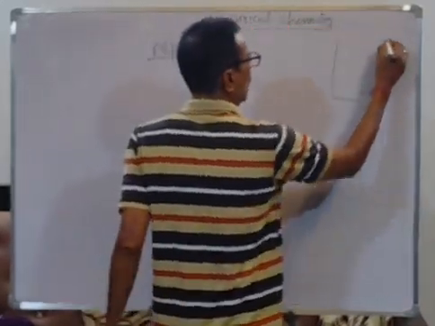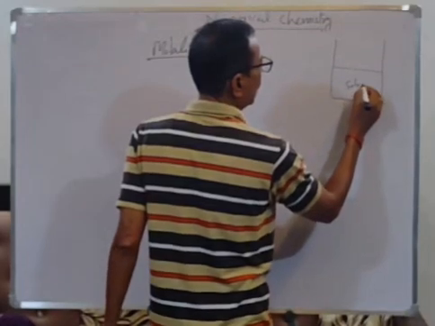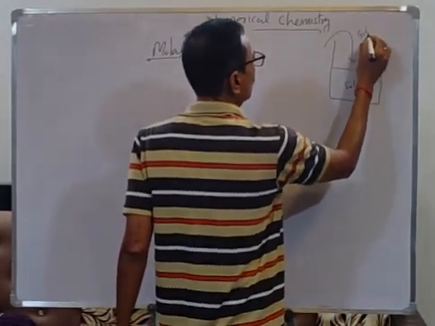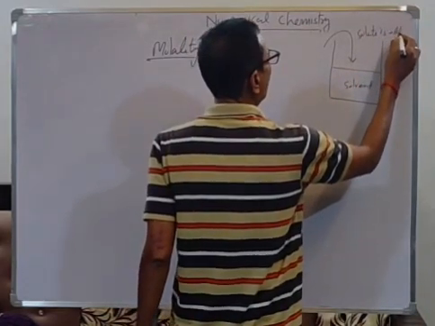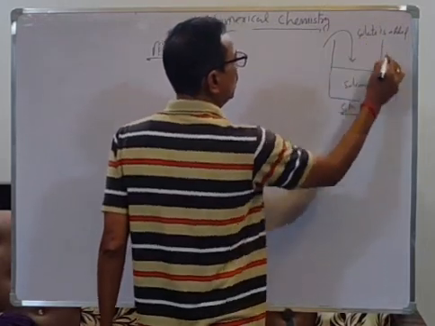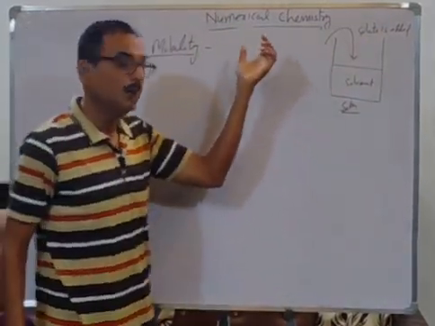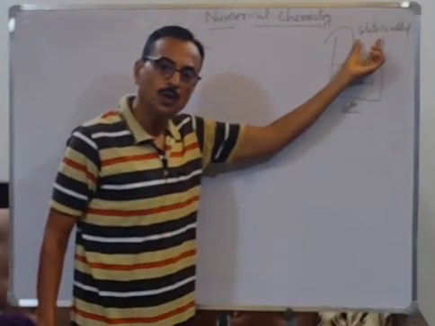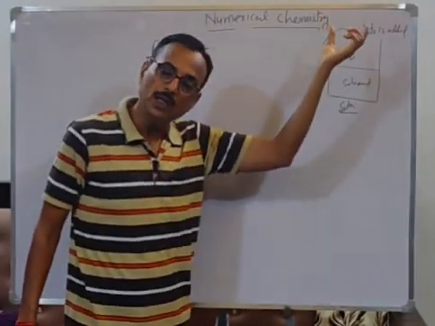Suppose this is a vessel, solvent is present and solute is added. Solute is added and the total is the solution. So in case of molarity, we have seen how much gram moles of solute is dissolved in the solution is the molarity.